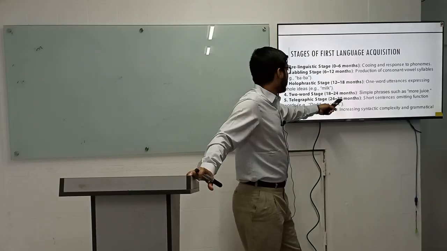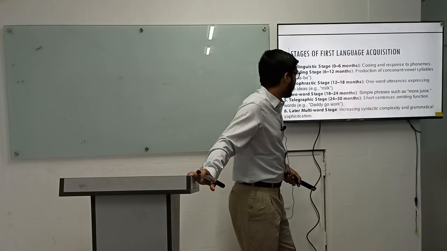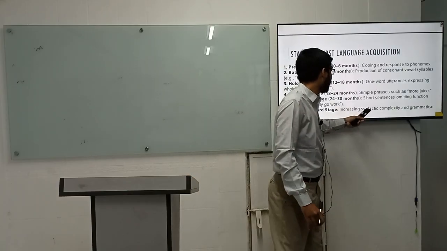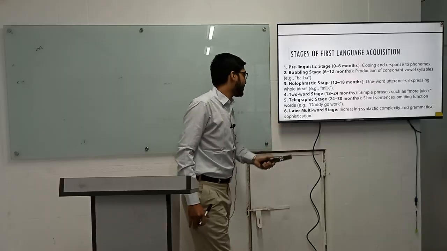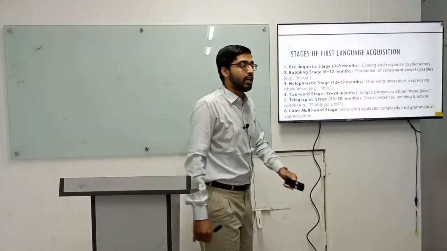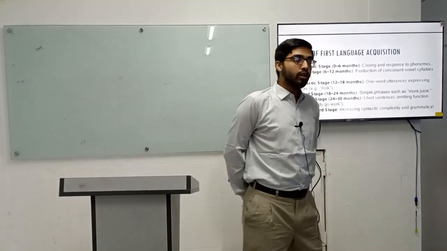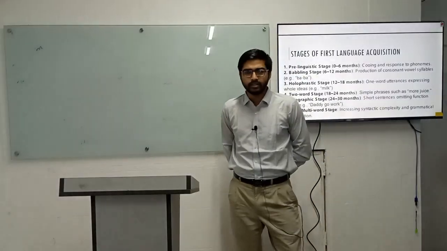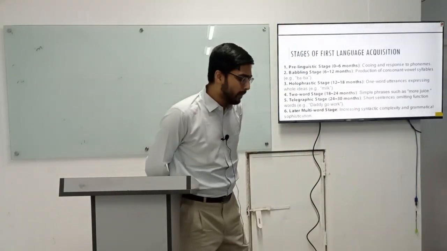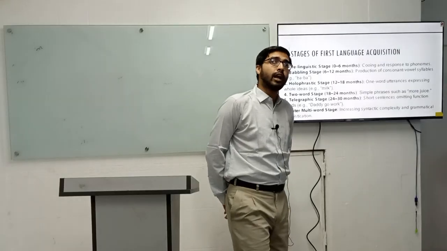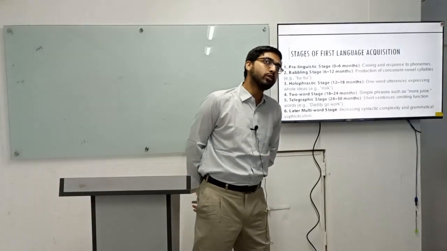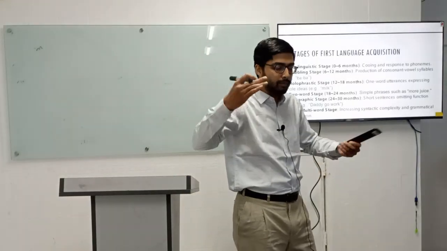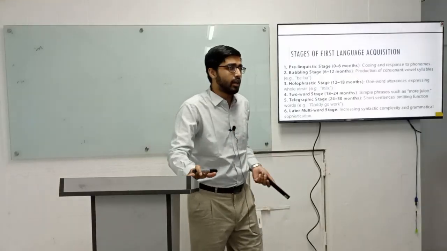So the telegraphic stage, 24 to 30 months: short sentences omitting function words. Okay. Then the later multi-word stage: increasing syntactic complexity and grammatical sophistication. Yes, after 30 months, that means by the age of 2, the baby should start talking more precisely. He or she should be able to say, "I want that balloon. I want to go to the park." In any language, in Bengali also, "belun dao," or maybe in a more sophisticated way.